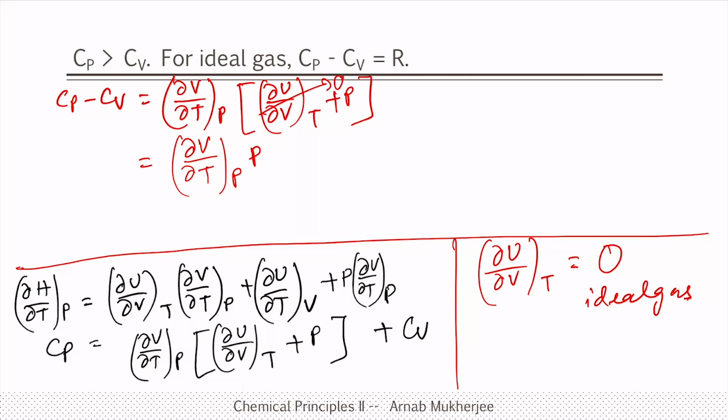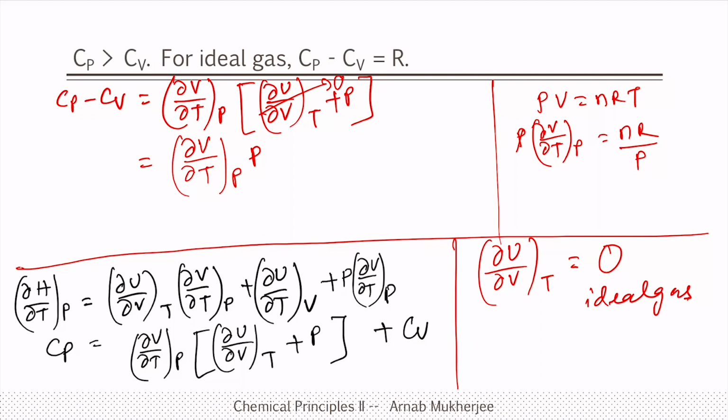And what is del v by del t at constant p? So you have to go back to P v equal to nRT, and it is a constant pressure differentiation. So P is a constant. Let us differentiate with respect to T on both sides. So P del v by del T at constant P is going to be nR. So del v by del T is nR by P. So let us write that nR by P into P is equal to nR.